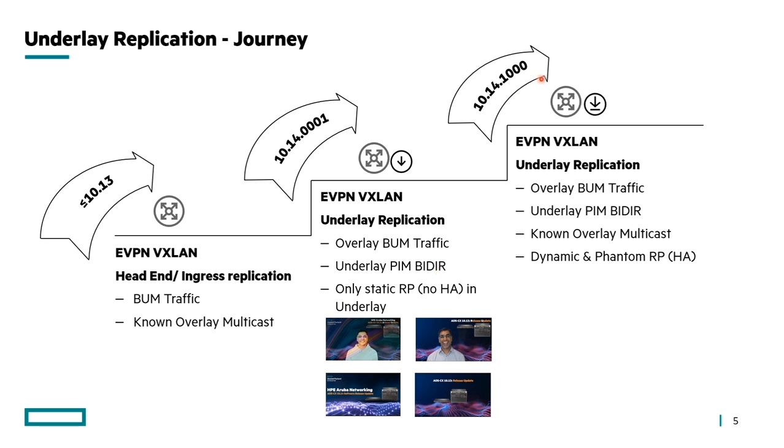In 10.14.1000, we have now introduced for underlay replication known overlay multicast, or defined multicast traffic by the customer, as well as having dynamic and phantom RP that provide HA and also some load sharing of multicast groups.